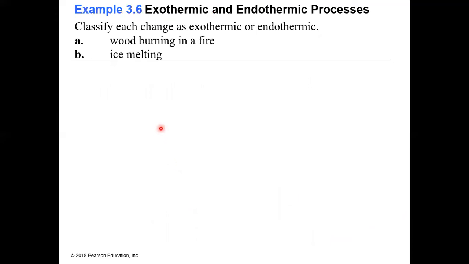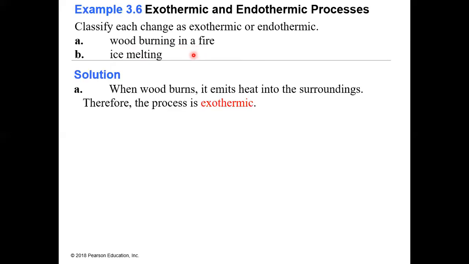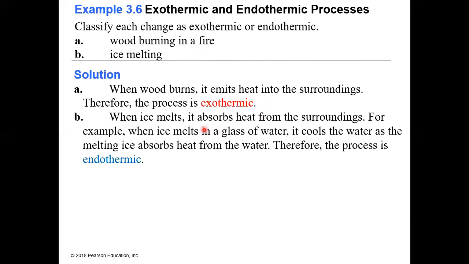Example 3.6, exothermic and endothermic processes. Classify each change as exothermic or endothermic. Wood burning in a fire. When wood burns in a fire, and you're standing by, it is emitting heat into the surroundings, and you feel the heat. Therefore, this process is exothermic. When ice melts, it absorbs heat from the surroundings. For example, when ice melts in a glass of water, it cools the water as the melting ice absorbs heat from the water. If you drink the water with ice, you feel the cool water. Therefore, the process is endothermic.